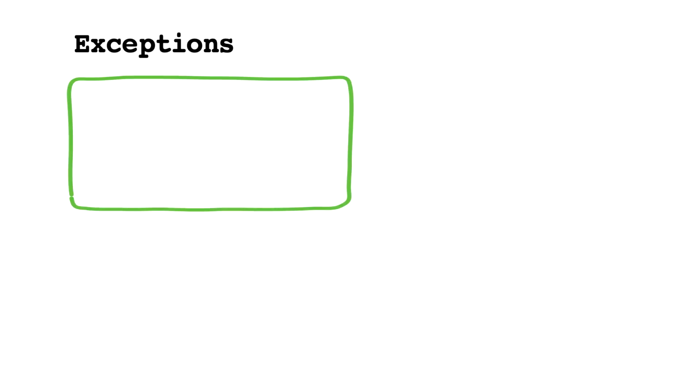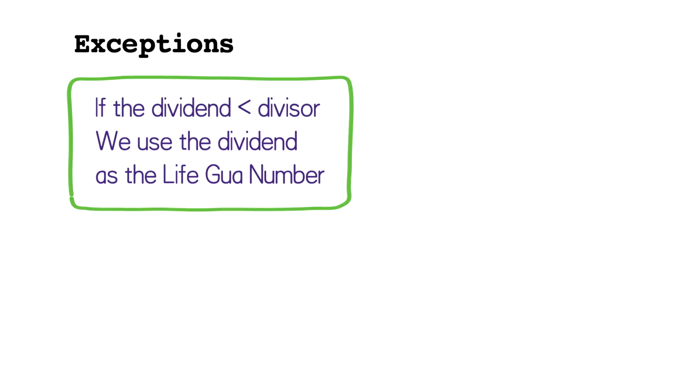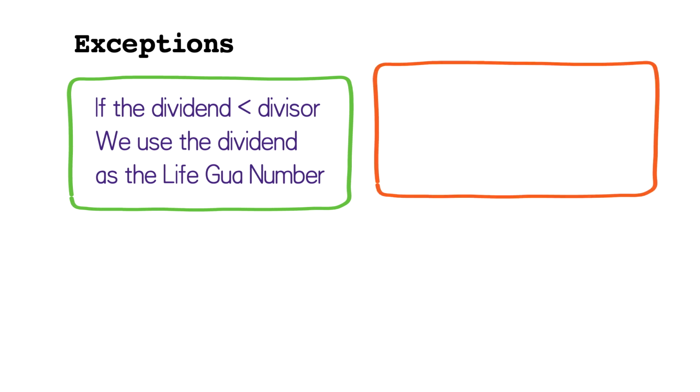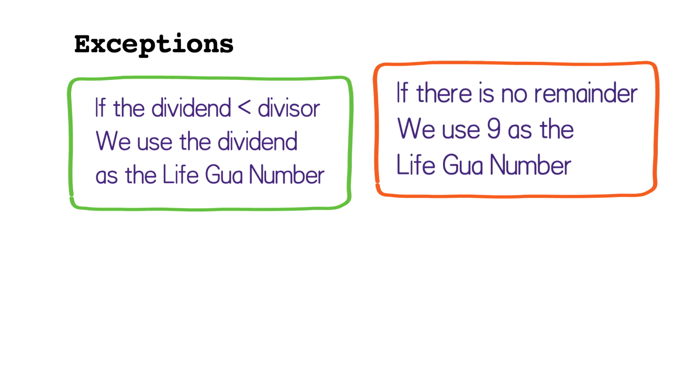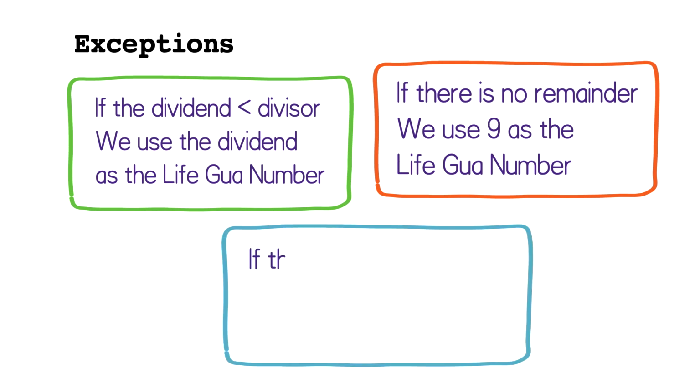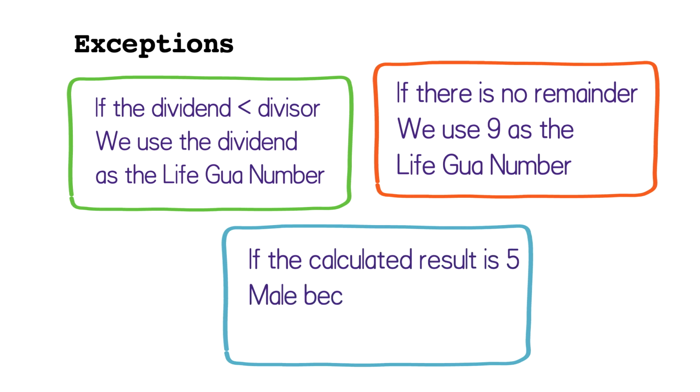And there are some exceptions we need to remember. If the dividend is less than the divisor, then we use the dividend as the Life Gua number. In some cases, if there's no remainder, then we use 9 as the Life Gua number. And finally, if the calculated result or remainder is 5, then male becomes 2 and female becomes 8.